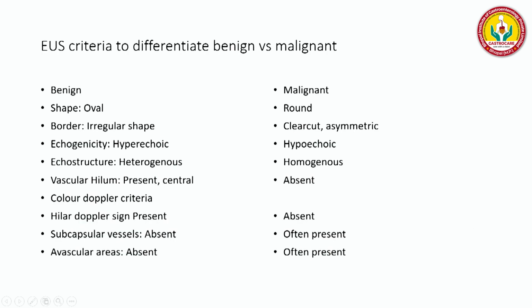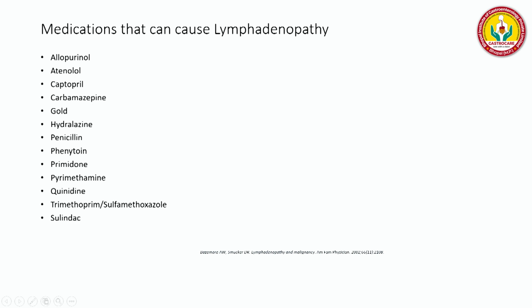And these are the criteria to differentiate between benign and malignant. On US, if the lymph node is oval, chances are benign, round is malignant, irregular shape is benign, clear-cut asymmetric is malignant, ecostructure heterogeneous is benign, homogeneous is malignant. So by these features, and obviously by Doppler and subcapsular vessels, whether they are present or absent, you can differentiate between benign and malignant. This is just to reiterate that some of the drugs can also lead to lymphadenopathy, and we should not unnecessarily investigate these patients if they are taking these drugs for a long time.